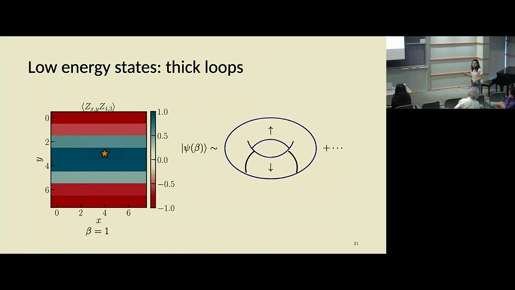And because you can also check that the ground state is translation invariant, it's not just a single state, but a superposition of this state and its translates is what we think this is. And so it's like a wave of thick loops on the torus. So why are thick loops special, and why might we expect them to be the low energy states of this Hamiltonian?